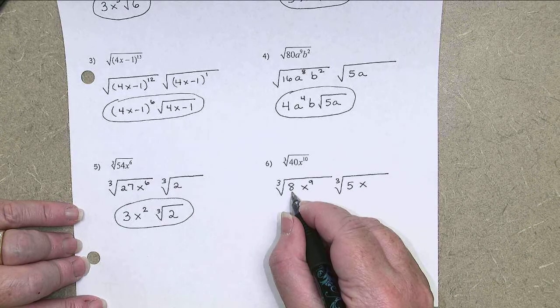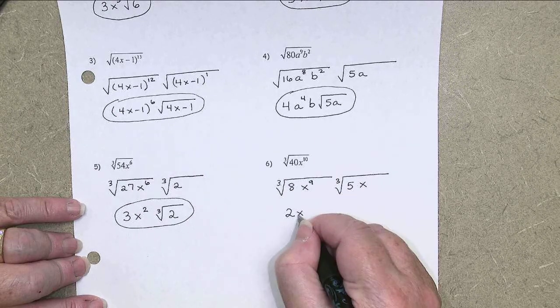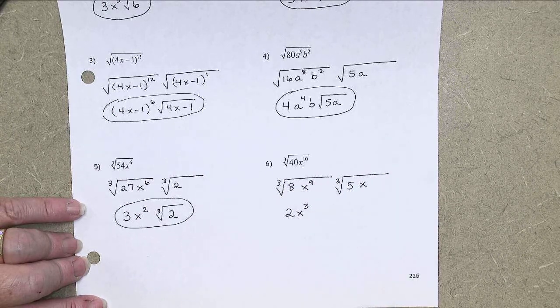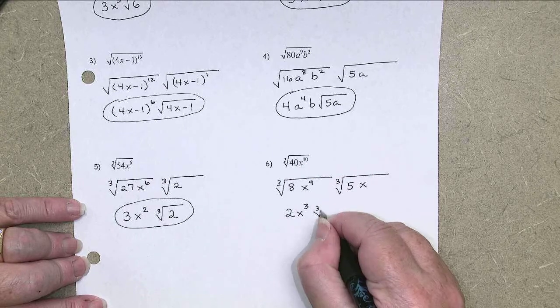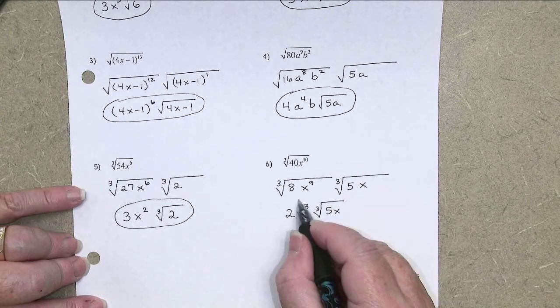All right, the cube root of 8 is 2. Dividing here gives me x to the third. And then the cube root of 5x doesn't come out evenly, so I just leave it in my answer.